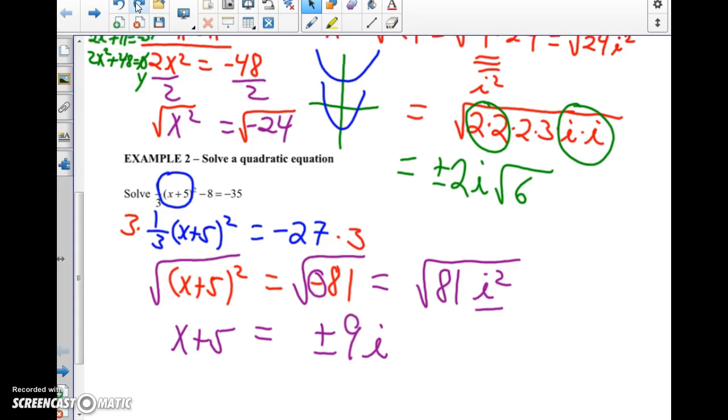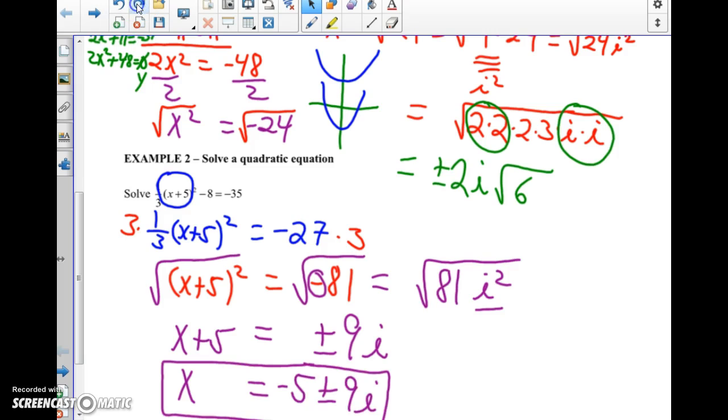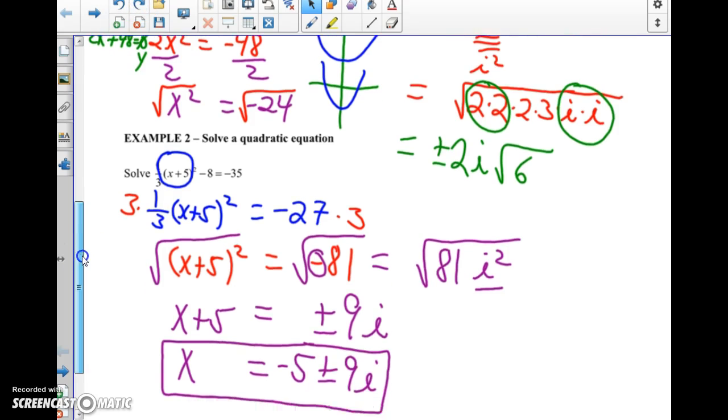Okay? All right, now here's what's up next. Now what are you going to do? You're going to subtract 5. So you're going to get your answer. x equals what? Negative 5 plus or minus 9i. You got it. You see how easy it is? Negative 5 plus or minus 9i. There's your answer right there. Okay, there you go. That's it. Okay, everybody good?